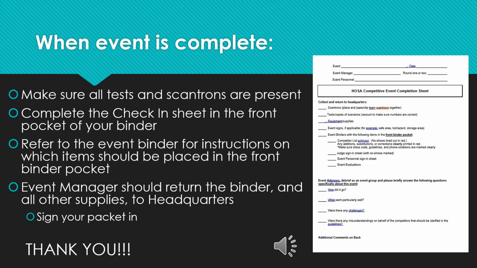When your event is complete, you'll go back to that front pocket of that binder and look for the event check sheet. Just complete that. It will help make sure that you have collected back up everything that you need to. It'll tell you the things that need to go in the front binder pocket.